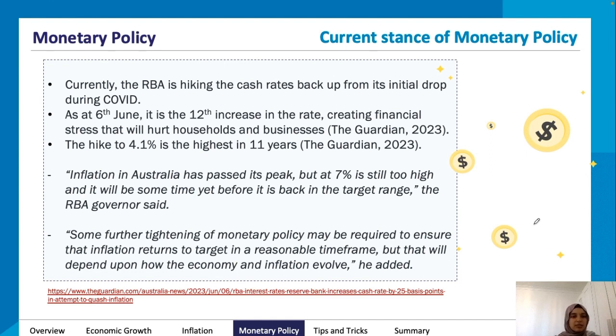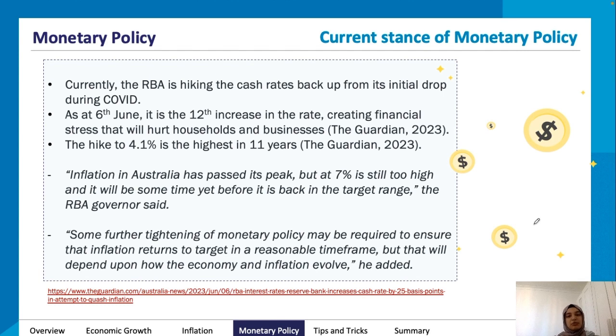They weren't going out to spend, etc., etc. So what the government did was they actually said, okay, let's go back and try and increase the rate back up, because now it's sort of going back to normal and we're trying to move away from the impacts of COVID. So as at 6th of June, it is the 12th increase in the rate, and that has created financial stress that will hurt households and businesses, according to The Guardian.